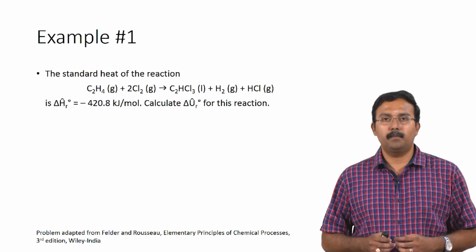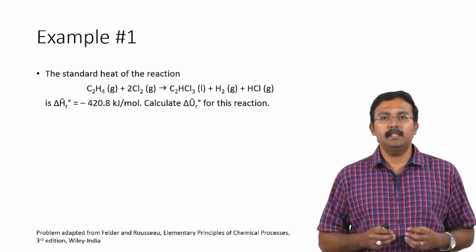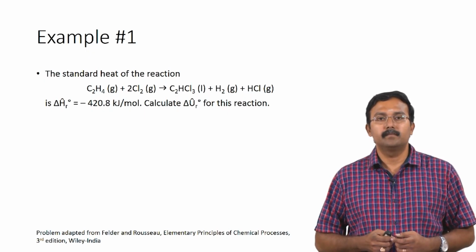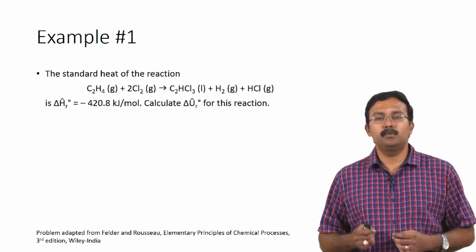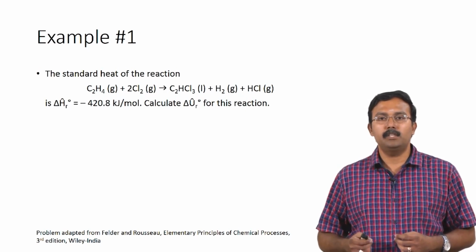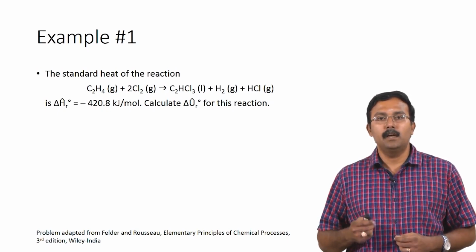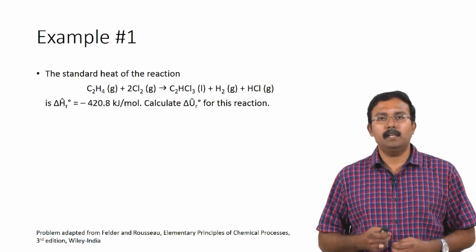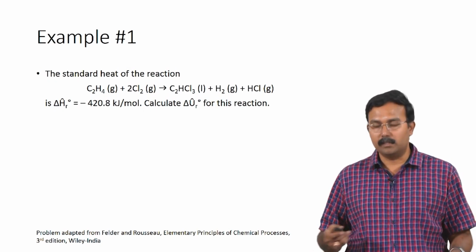Here is a simple example problem which can be used to understand how to calculate the change in internal energy for a reaction based on the heat of reaction given. The standard heat of reaction for C2H4 gas reacting with 2Cl2 gas forming C2HCl3 plus H2 gas plus HCl gas is given as delta HR equals minus 420.8 kilojoules per mole. You are asked to calculate the delta UR cap for this reaction. How would we go about doing this calculation?